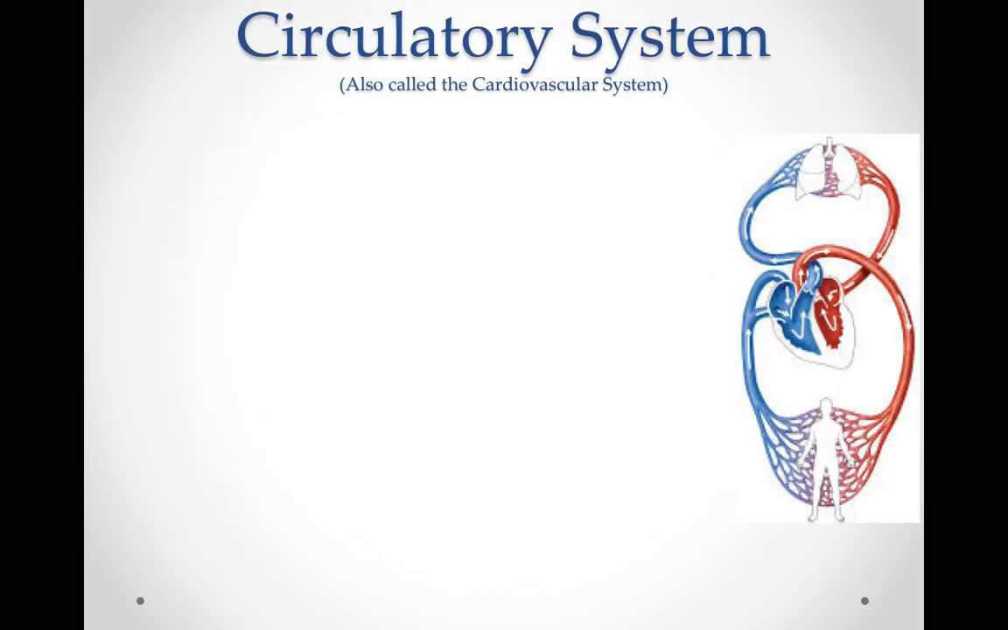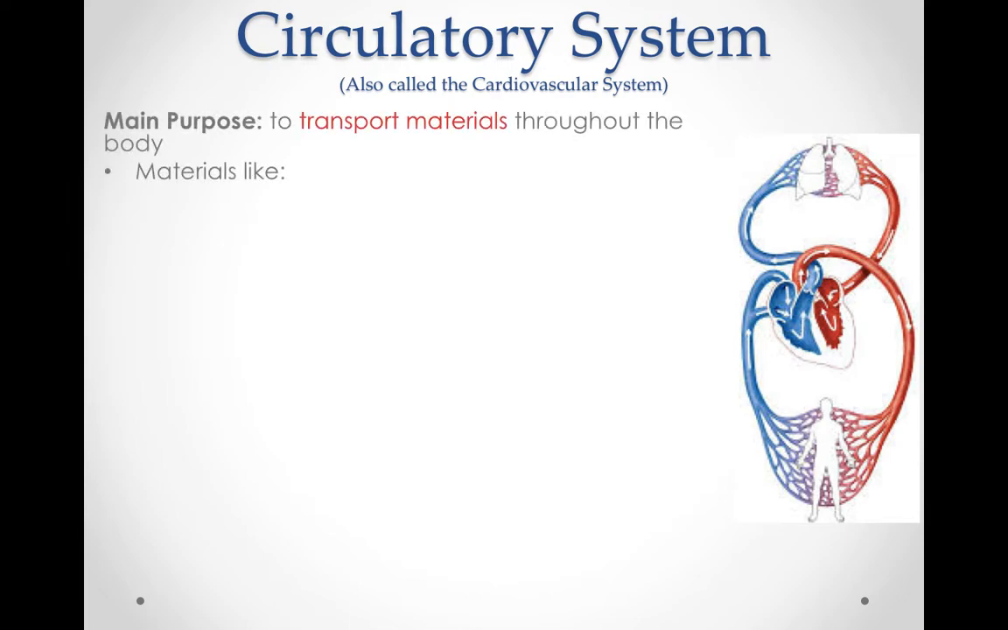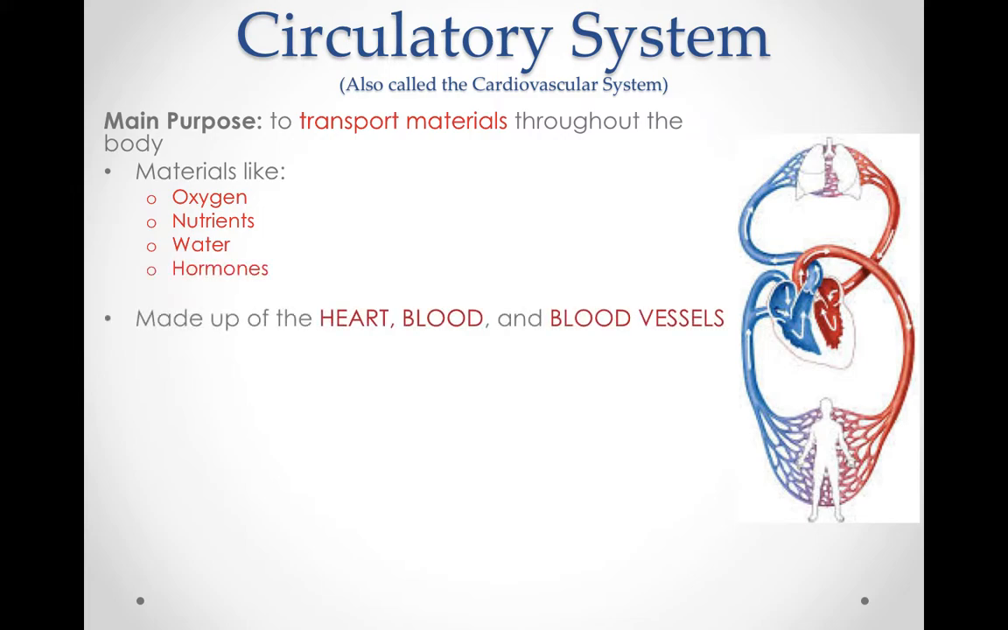So the circulatory system, or the cardiovascular system, you may have heard it called, its main purpose is to transport materials throughout our body. So this is how all the important things in our body get to where they need to go. Those materials could be oxygen, nutrients, water, hormones, and lots of other stuff. We have three main sections of our circulatory system, and that is the heart, the blood, and the blood vessels.